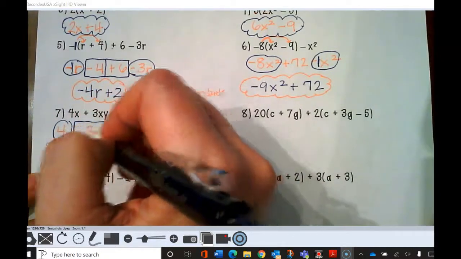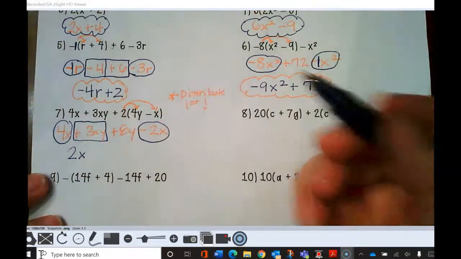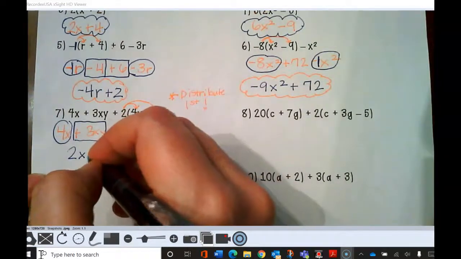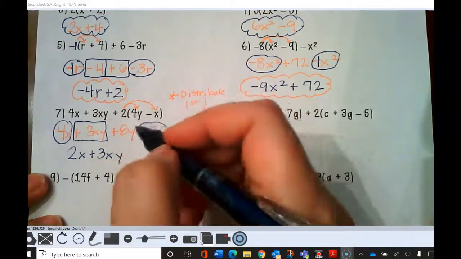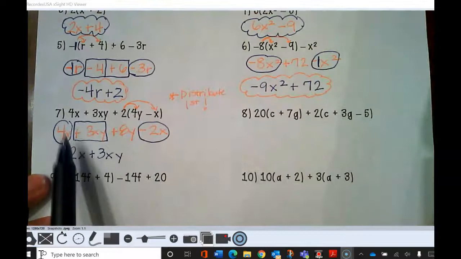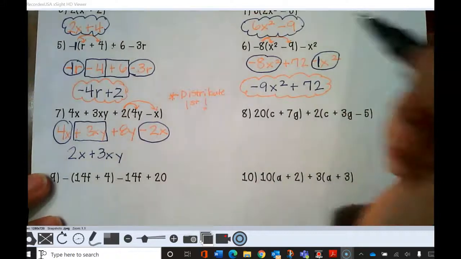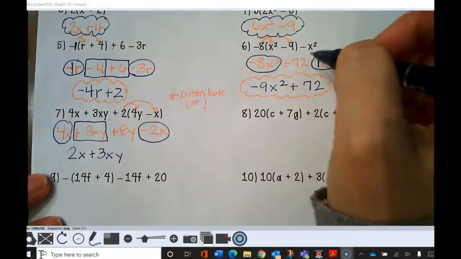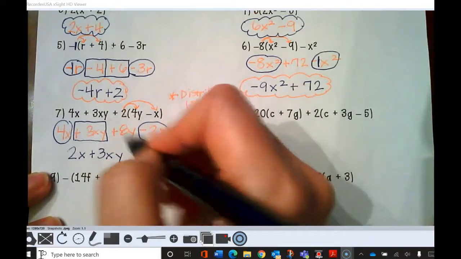Look at your next term. It's xy's. Are these xy's? Nope, they're not, so you bring it down. And your last term, I like how when you mark on your expression the like terms, because until you have marked everything, you know you're not finished. Alright, so we are not finished until we take care of that 8y.